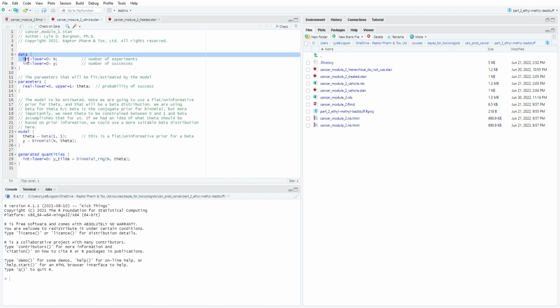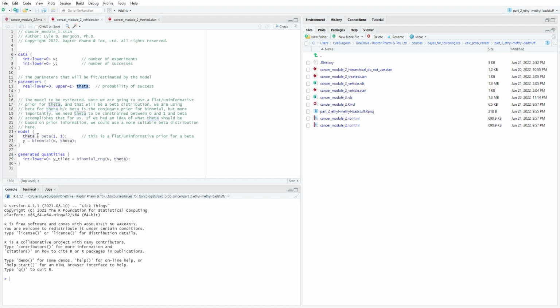The Stan code has these blocks. The first block we write is the data block. In here, we've got the number of experiments and the number of successes, which, morbidly, in this case is the number of animals that develop tumors. Then we've got the parameter block. The parameter block is where we have the parameters that the model is going to fit and then spit back out at us. In this case, we are looking at theta.